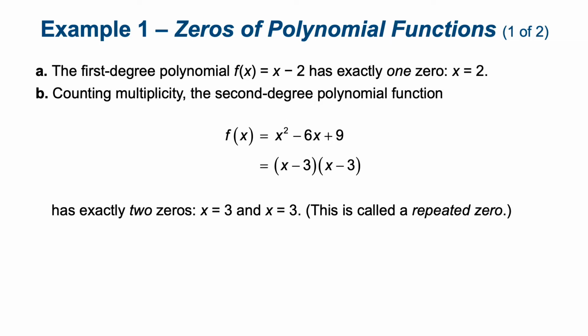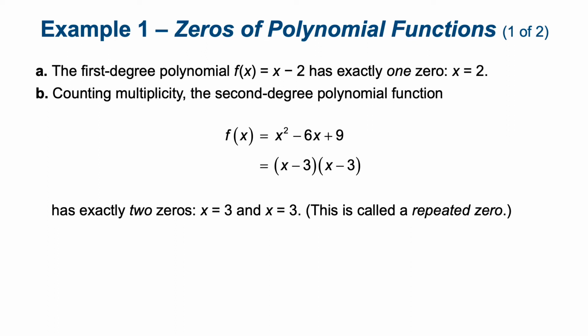Okay, so let's do some examples. Let's think about this first degree polynomial, f of x is equal to x minus 2. It has exactly 1 zero, right? It's a line that crosses the x-axis at 2. So the zero for f of x equals x minus 2 is just 2, and since it's first degree, that's it. We can't find any more.